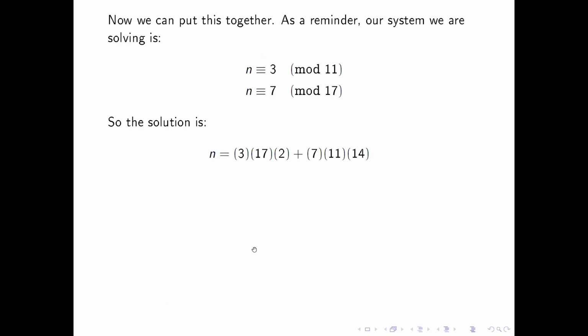So again, these were our systems of modular arithmetic. The solution, this is where it gets interesting. So I'm going to point out where all these numbers come from. This first one, the 3, it's coming from here.